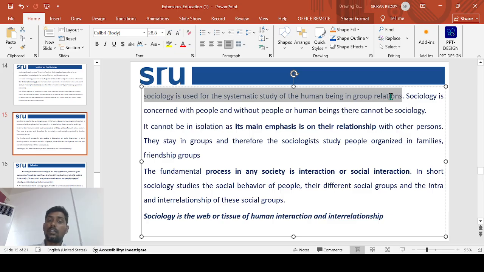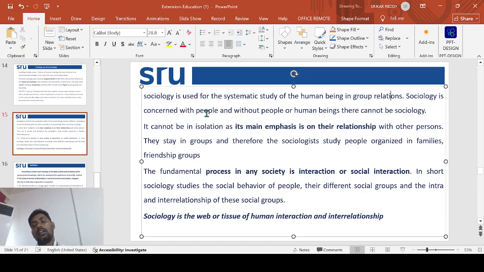Sociology is a systematic study. It is not random or unknown studies. It is a systematic study of human beings in group relationships. So sociology is concerned with people, and without people or human beings, there cannot be sociology. There is one stated line: sociology is concerned with people.